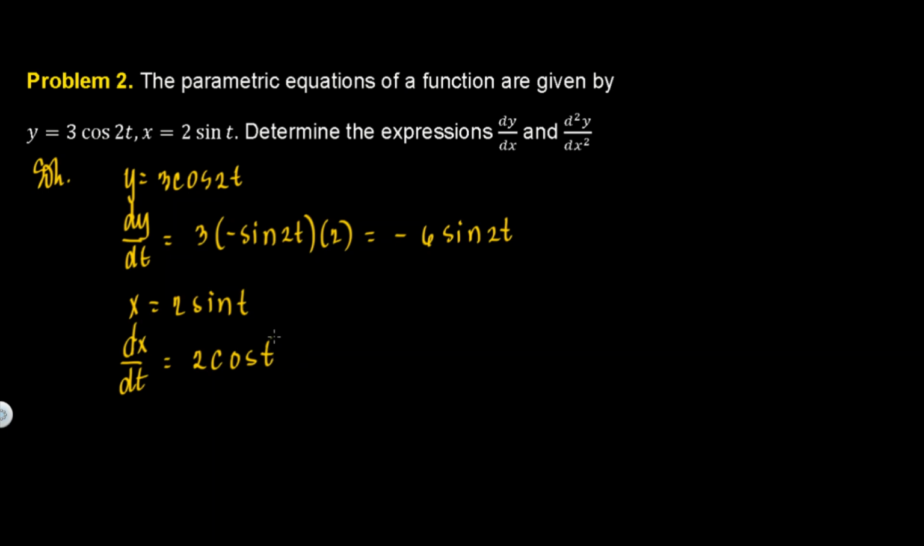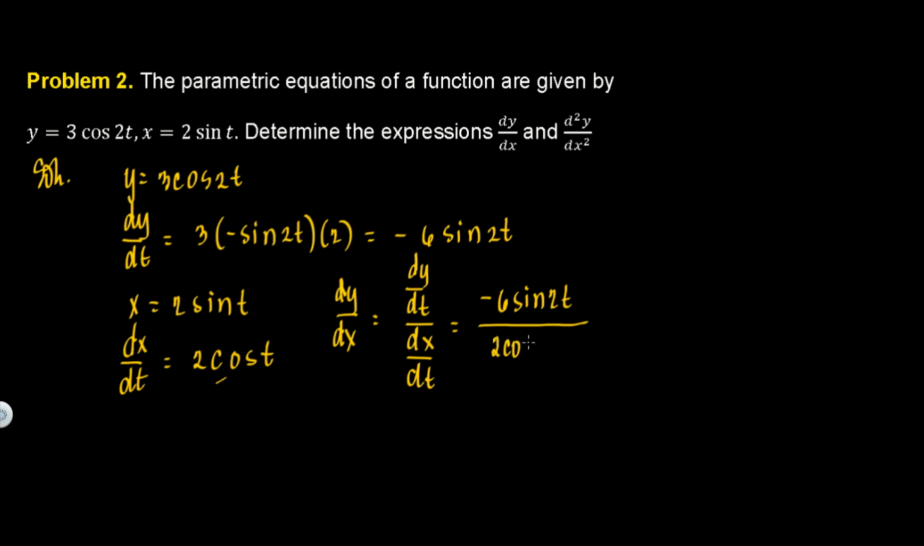Okay. So to find dy over dx, we have dy over dt over dx over dt. And dy over dt is negative 6 sine 2t. Over dx over dt, which is 2 cosine t. Okay? So from trigonometry, the double angle, we have minus 6 times 2 sine t cosine t.